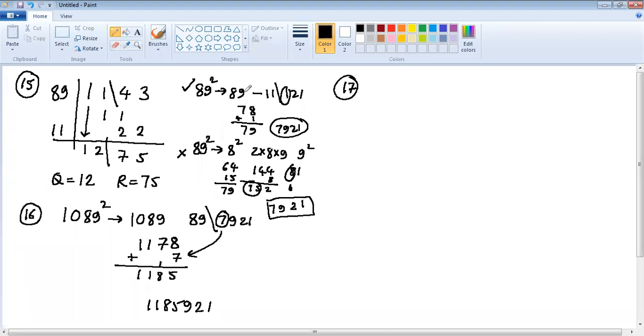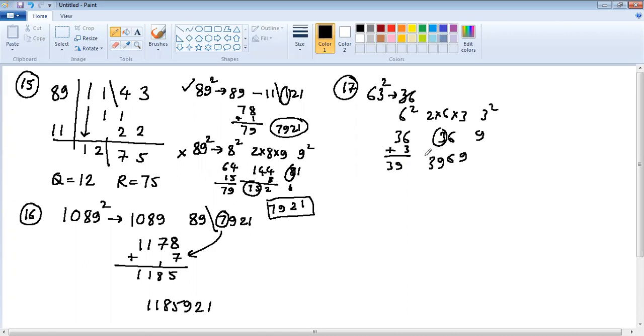This is straightforward, like 2-digit squares. 63 square, 6 square, that is 36. Okay, write the steps. 6 square, 2 into 6 into 3, 3 square. 6 square is 36. 2 into 6, 12, 12 into 3 again 36. This is 9. 9, 6. This 3 will add here 39. So answer is 3969. This is a simple straightforward problem compared with the last problem.